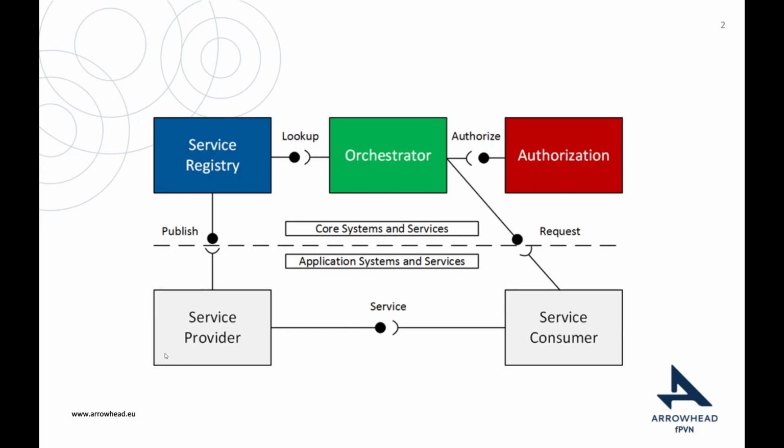We have a service provider providing the services for converting files, which publishes its services to the service registry. We have a consumer script that consumes the services. Normally, we would request the services from the orchestrator, but in this demo, we're using only the service registry. So we're actually looking up services from the service registry, bypassing the orchestrator.